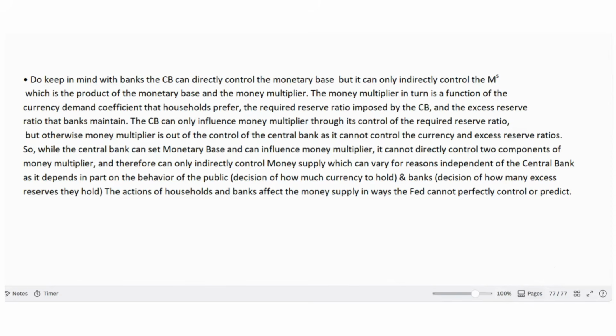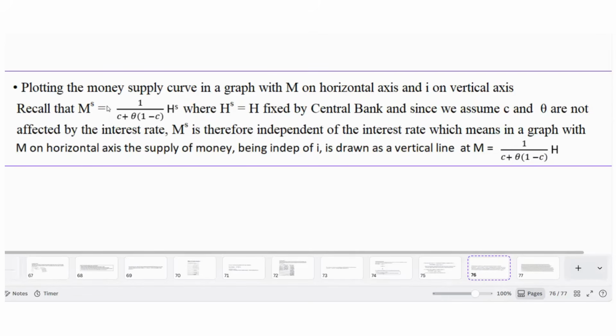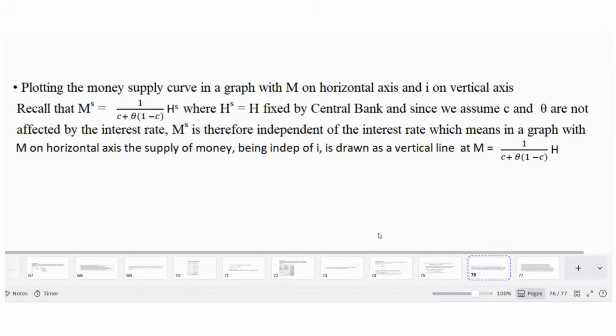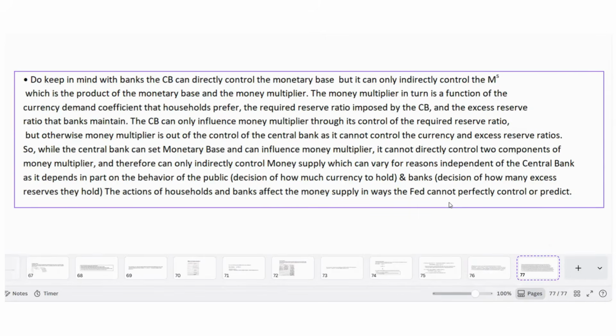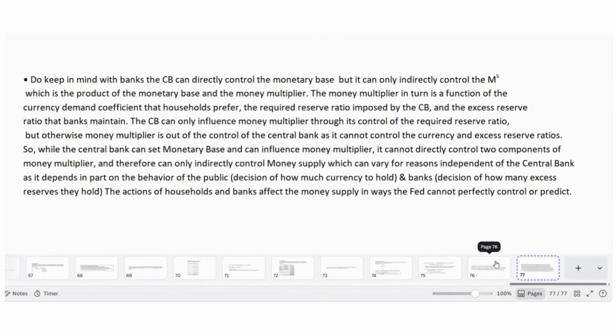If we go back, we know overall money supply is 1/(C+θ(1−C)) times H^S. Here H^S is the monetary base, and 1/(C+θ(1−C)) is the money multiplier. C is the currency demand coefficient that households prefer. θ is the reserve deposit ratio, the fraction of deposits banks hold as reserves. This incorporates the required reserve ratio imposed by the central bank as well as excess reserves that banks hold. The central bank can only influence the money multiplier through its control of the required reserve ratio, which is incorporated in θ.